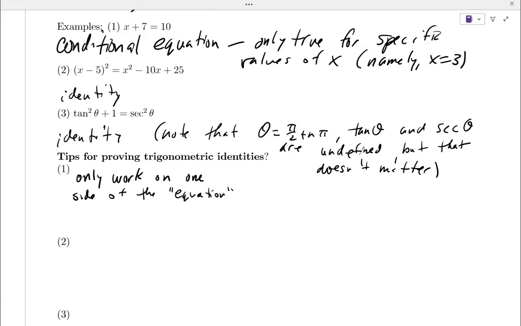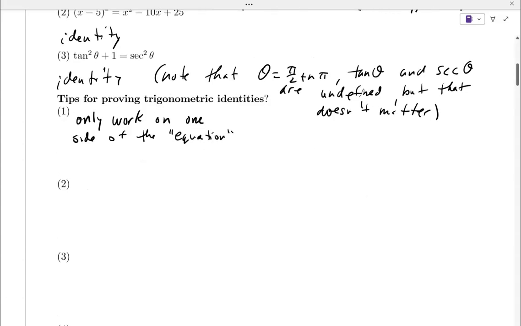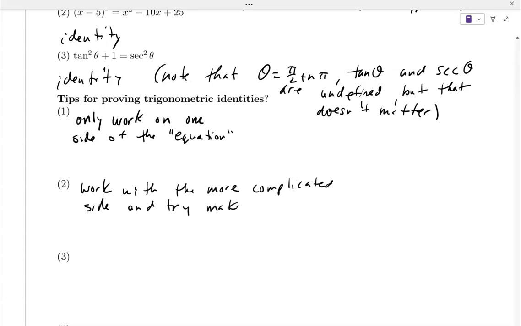All right? Second one. Work with the more complicated side and try to make it look like the simpler side.